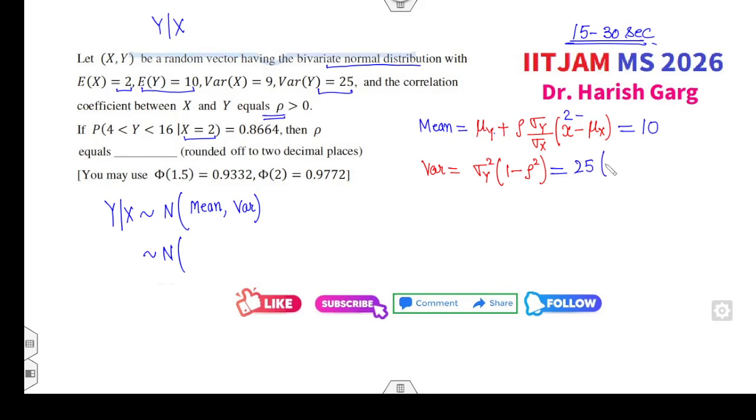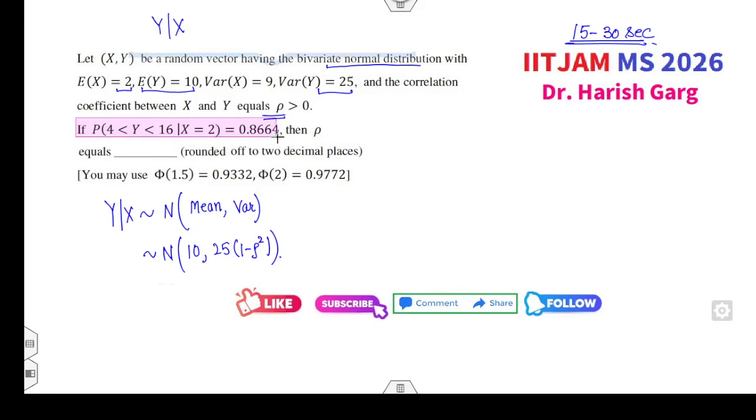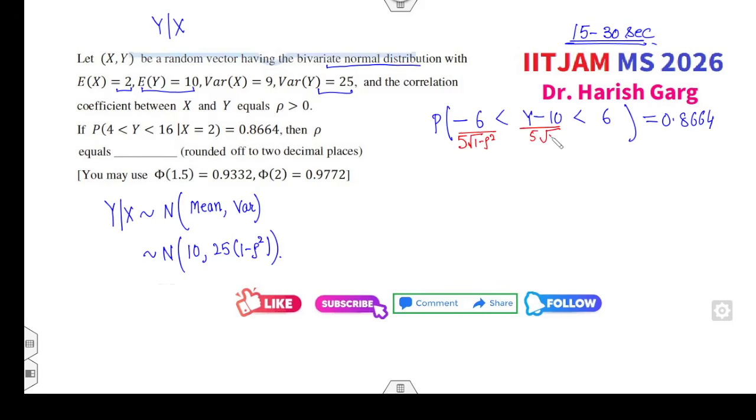Correlation is rho, and that is what you have to find here. Fine. So the distribution will be normal with mean 10 and variance 25 times 1 minus rho square. Is it okay? Now convert this distribution to Z. I can subtract 10 from both sides, that will be minus 6 less than Y minus 10 less than 6, which is equal to 0.8664. After that, divide by the standard deviation, 5 root of 1 minus rho square.